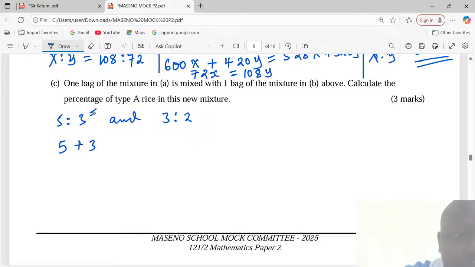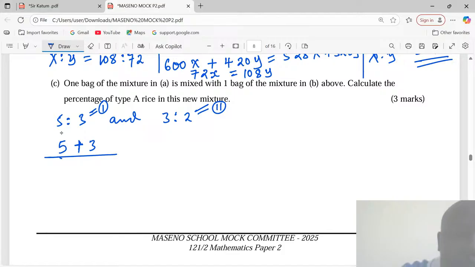This is mixture 1 in Roman numerals. This is mixture 2. Let's call them 1 and 2. So if in the first mixture we have 5 proportions of A, in the second mixture we have 3 proportions. Then these are the proportions of type A that we have from both mixtures. But what about total proportions?